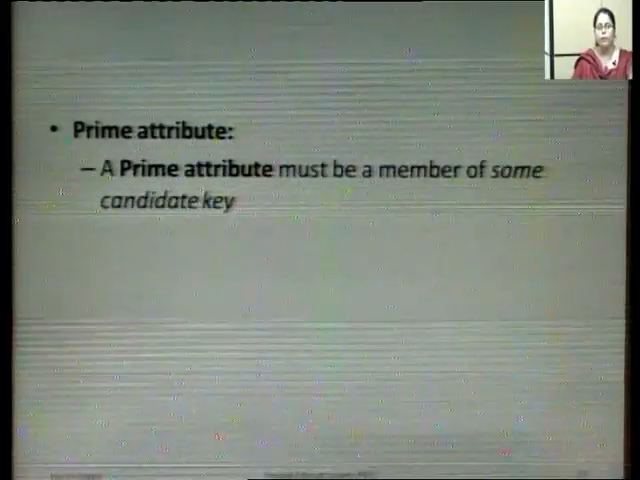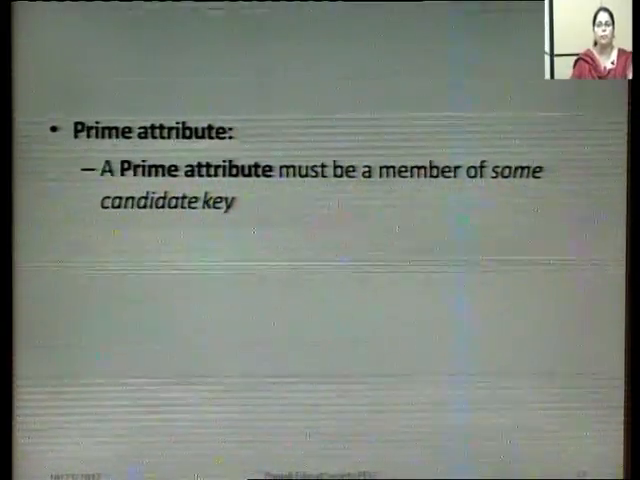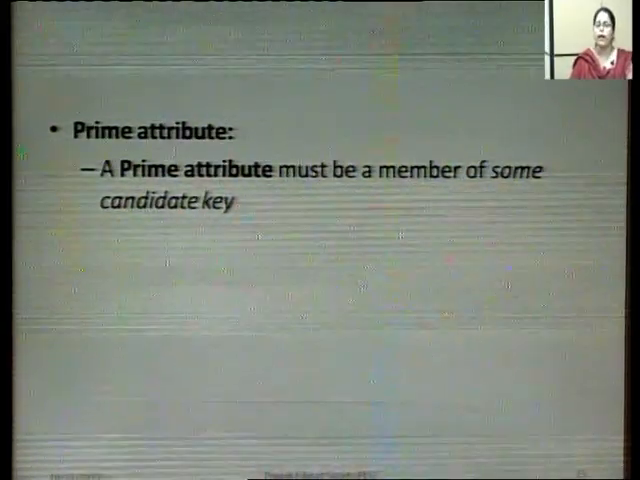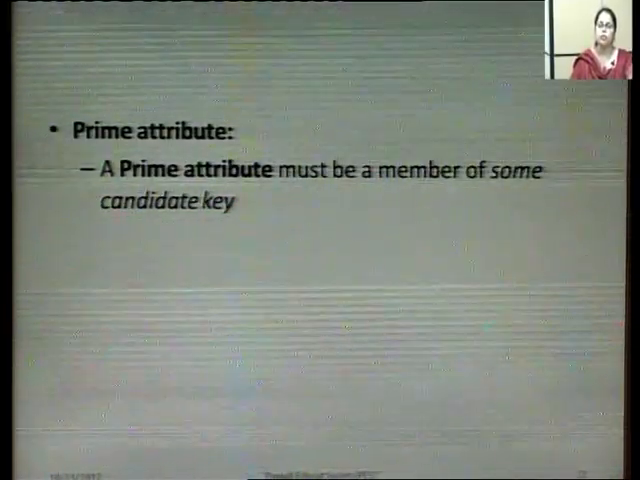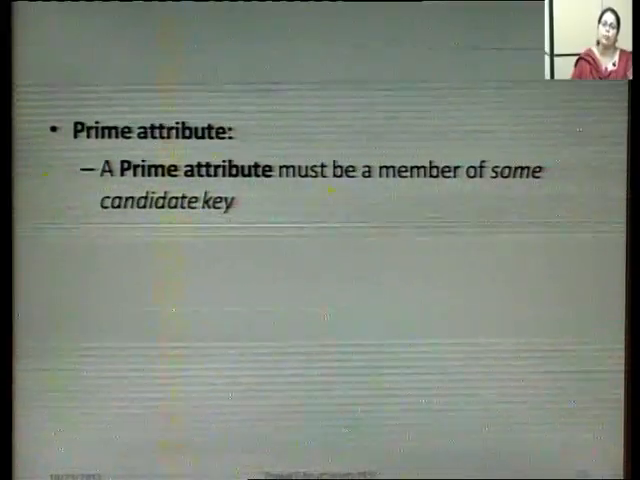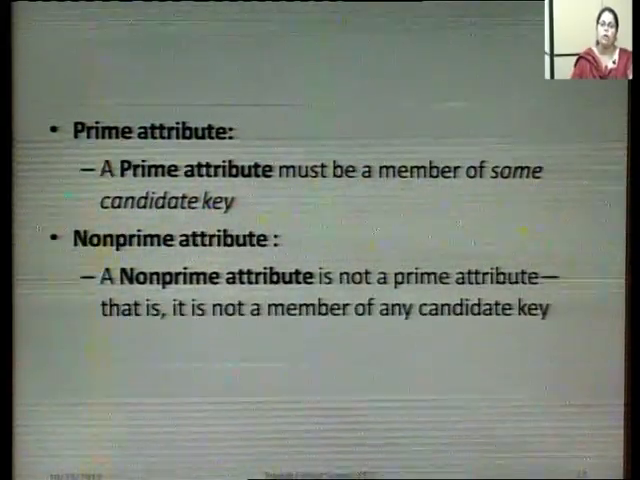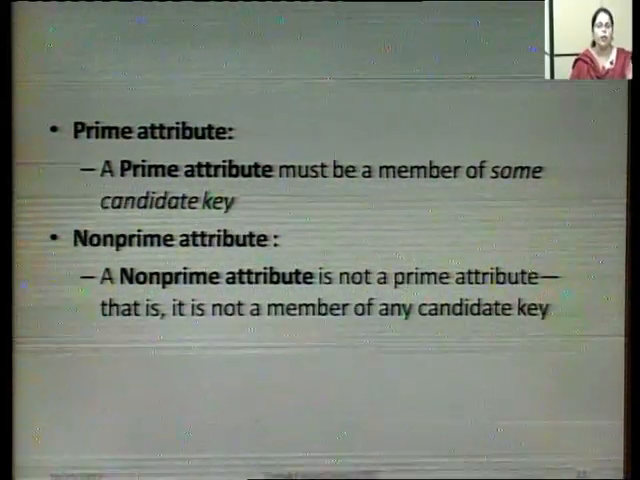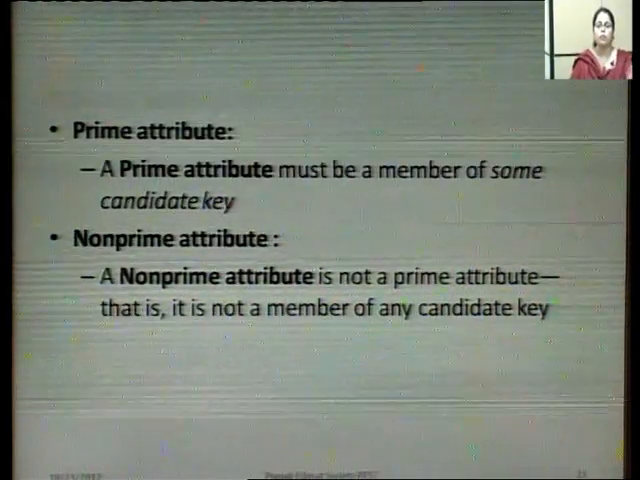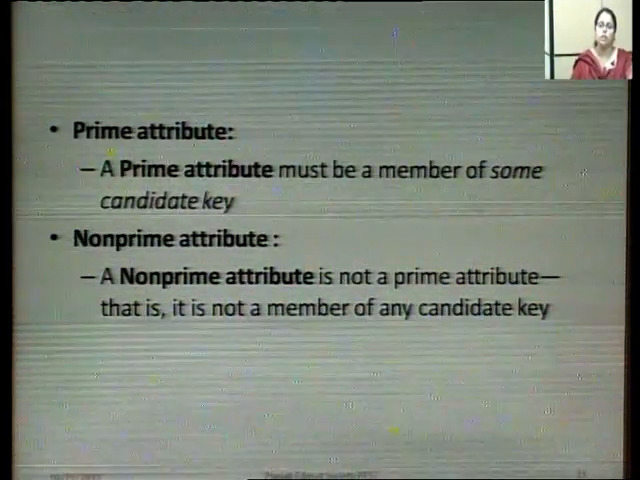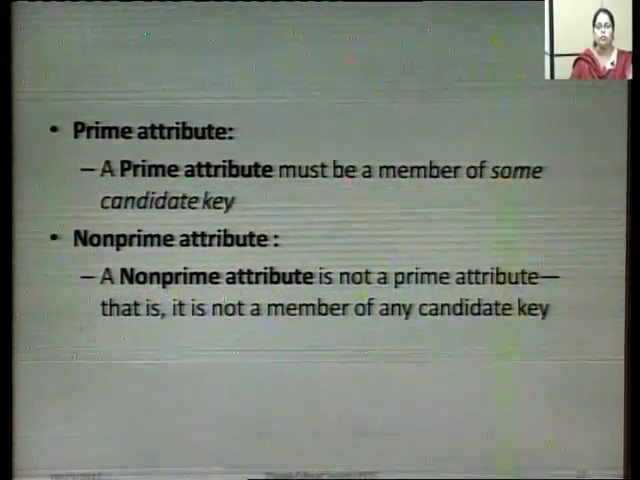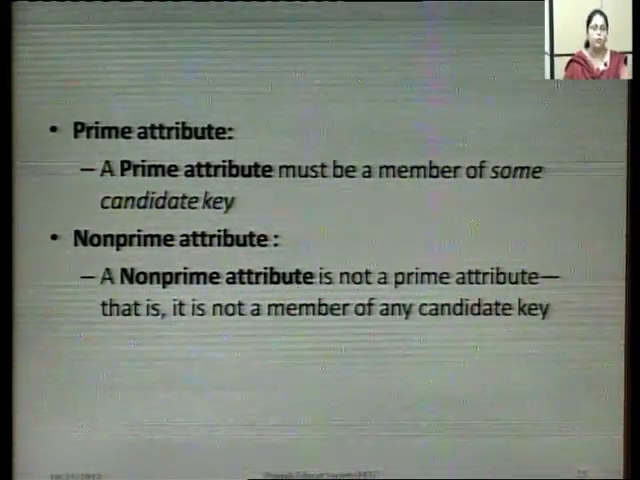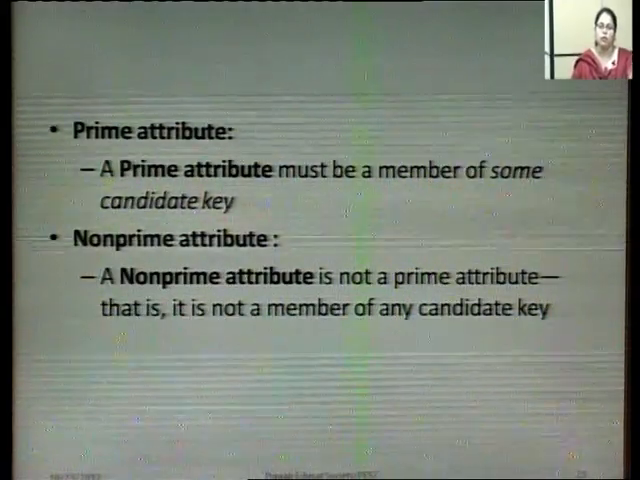Next is prime attribute. A prime attribute must be a member of some candidate key. So any attribute that belongs to some candidate key or some key of the relation is called a prime attribute. And a non-prime attribute is not a prime attribute. That means it does not belong to any candidate key of the relation, or it's not a member of any candidate key. These two terms will be used while we define the normal forms.